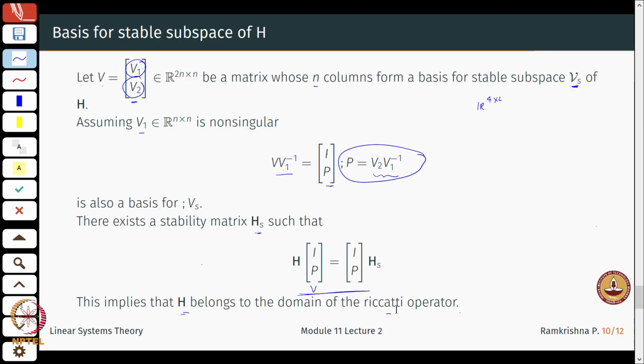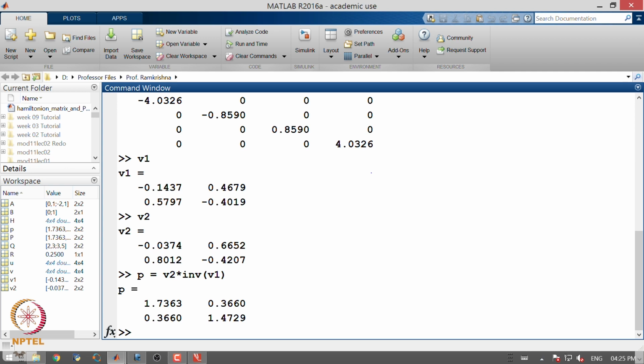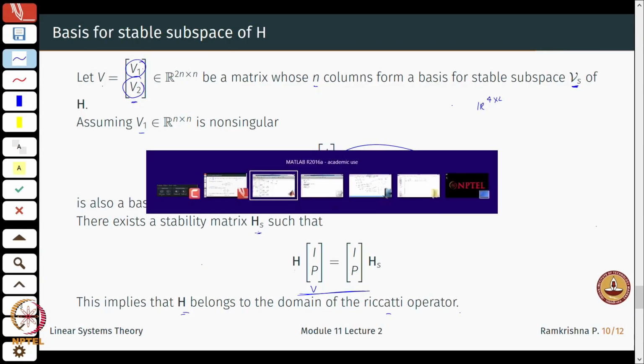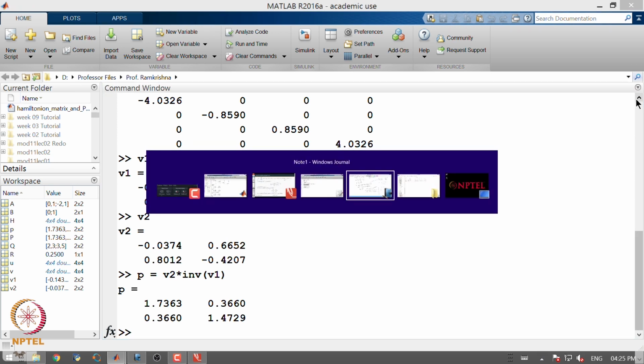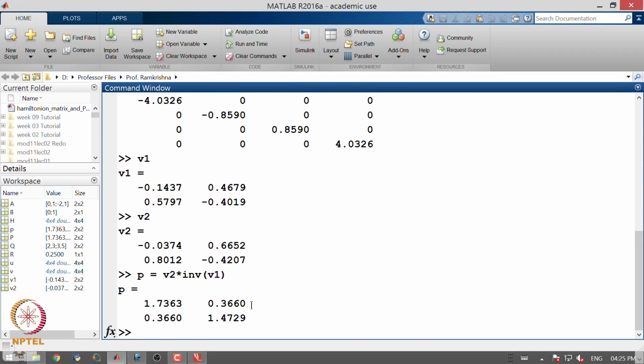Now what was P? P from the formula was V2 V1 inverse, right? So let's just compute. P is V2 times the inverse of V1. Okay, so what do we have? Okay, this is good, right? We have exactly the same P that we computed over here, 1.7, 0.3660 and so on. So exactly the same P.